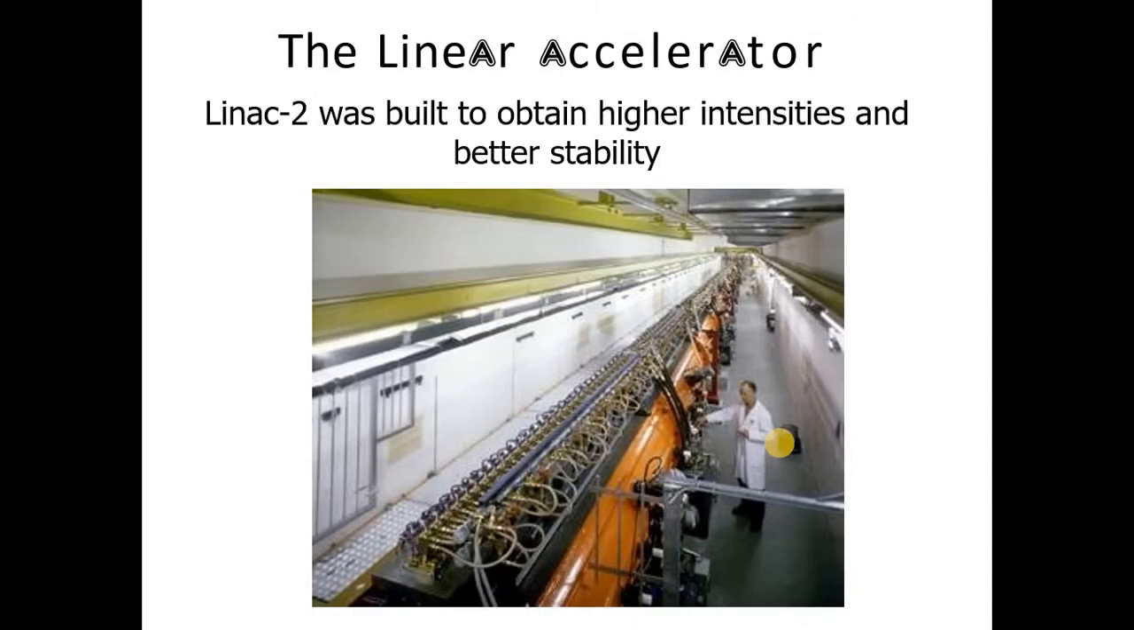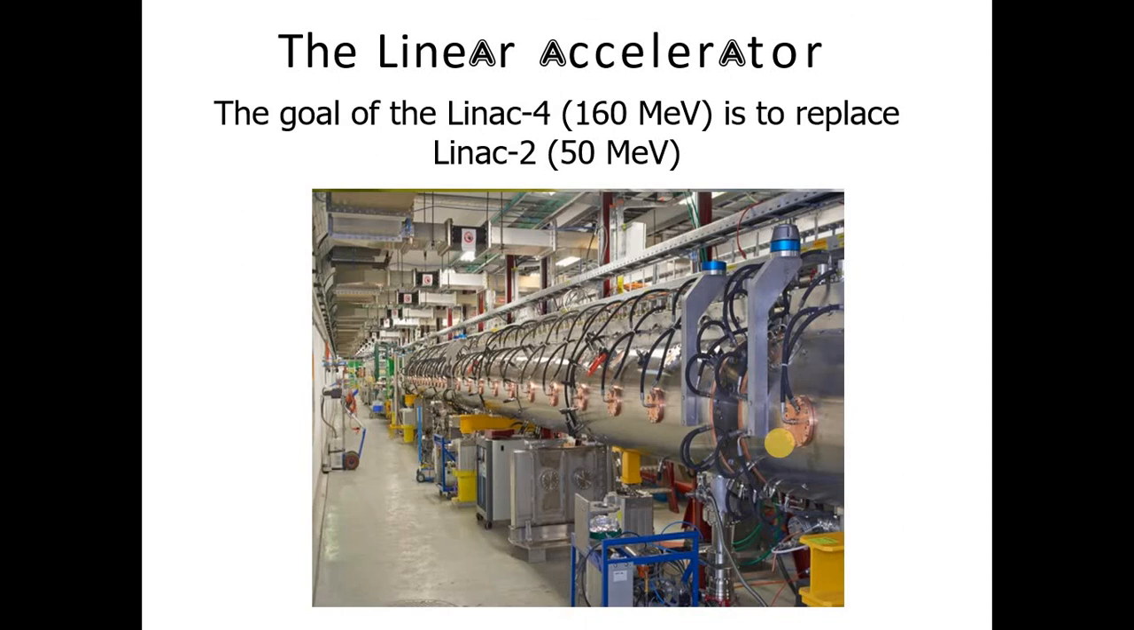Linac 2 was built to obtain higher intensities and better stability. Image of Linac 2 is shown on the screen. The goal of the Linac 4, 160 megaelectron volts, is to replace Linac 2, 50 megaelectron volts. So Linac 4 is also shown on the screen.